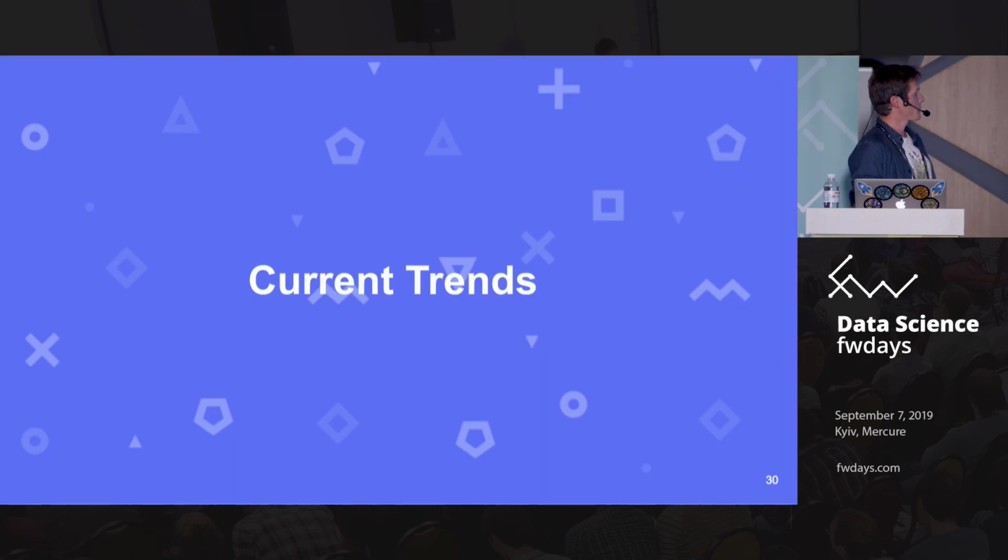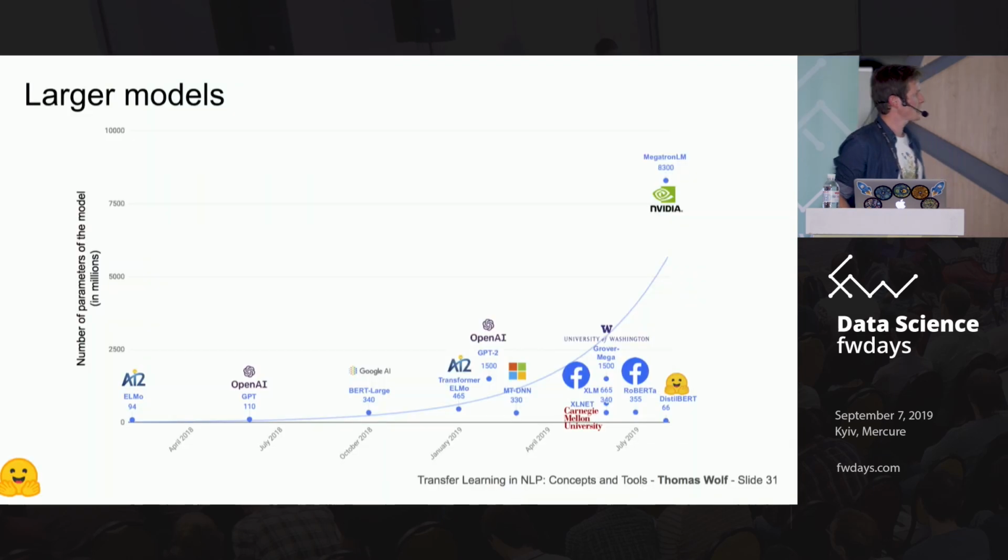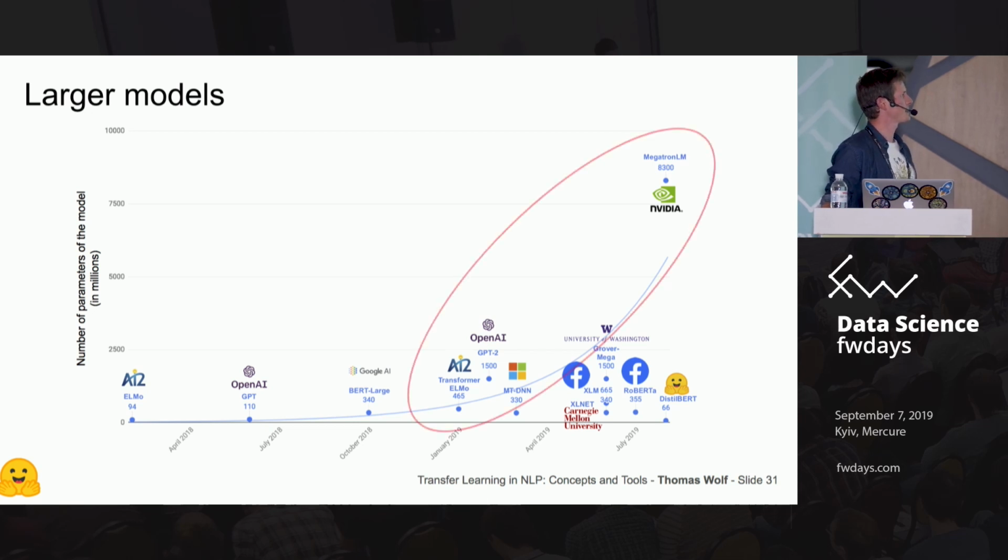Now let's talk a little bit about current trends in transfer learning. One big trend that you can see here, this is the graph of the number of parameters of the model versus time, is that the models tend to grow, and they tend to grow exponentially.